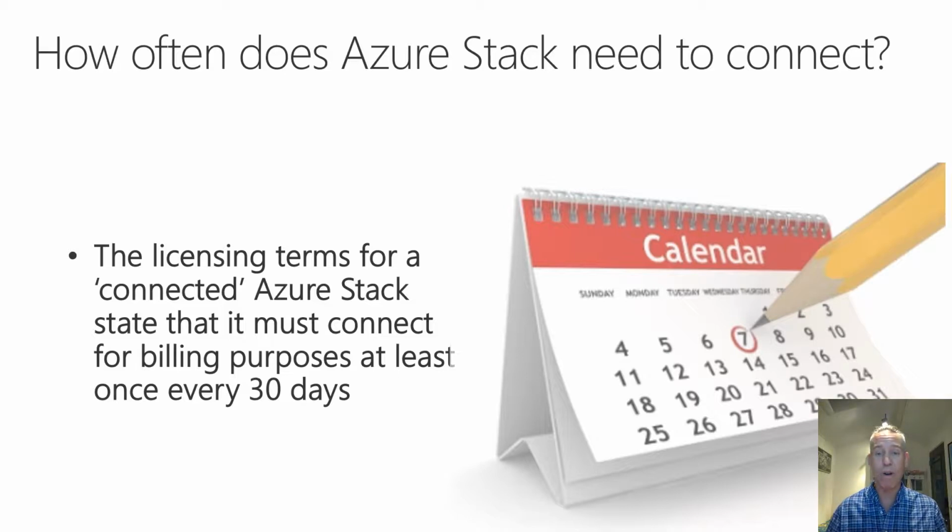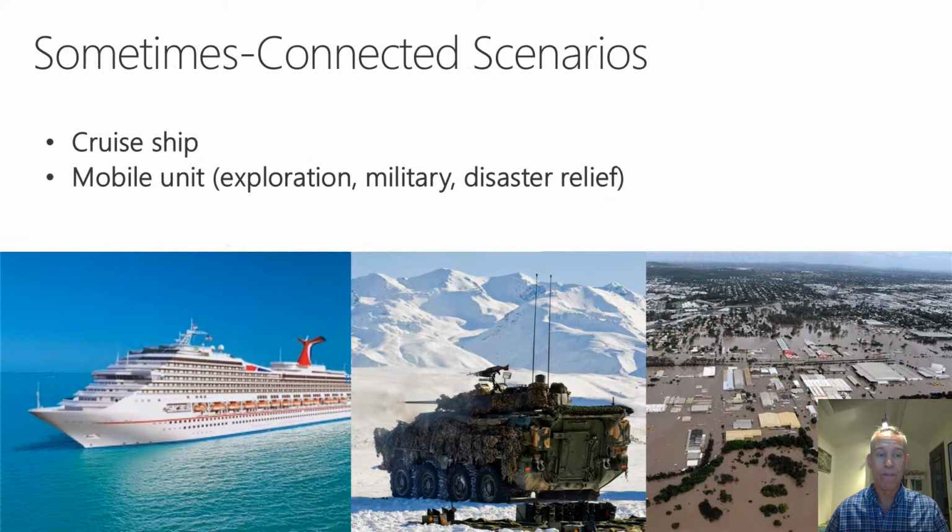The consumption information from Azure Stack must go up to Azure Commerce so that your bill can be calculated for that 30 days. Azure Stack will store up your consumption over time if it can't reach the Azure service for billing. But it does need to connect at least once every 30 days if you're going to be deemed to be connected and you're using the pay-as-you-go consumption.